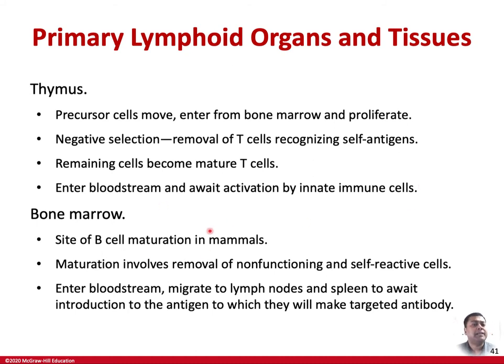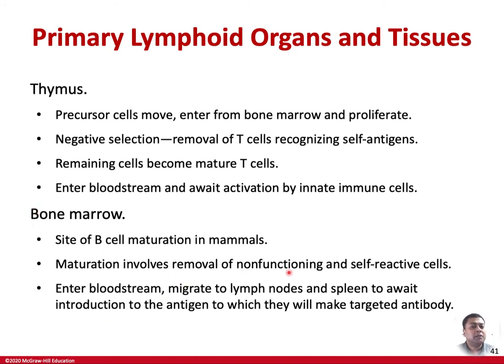The next part is that the bone marrow, along with the precursor T cells, also produces the precursor B cells. But the B cells mature in the bone marrow itself. They do not move anywhere else. And now you know why they are called B cells, because they mature in the bone marrow. T cells mature in the thymus, T. B cells mature in the bone marrow. That's why they are B cells.